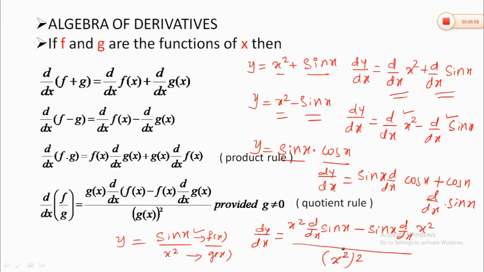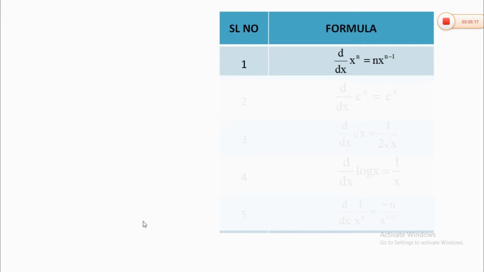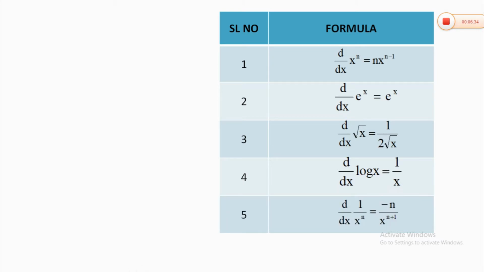So all these are the requirements. So frequently we will use these rules and the formulas that you studied in the previous year. Yes. So now the formulas concerned to dy dx of x raised to n is given by n x raised to n minus 1, derivative of e raised to x equal to e raised to x, derivative of root x equal to 1 upon 2 root x, derivative of log x equal to 1 by x, derivative of 1 by x raised to n is minus n upon x raised to n plus 1, which is optional one.